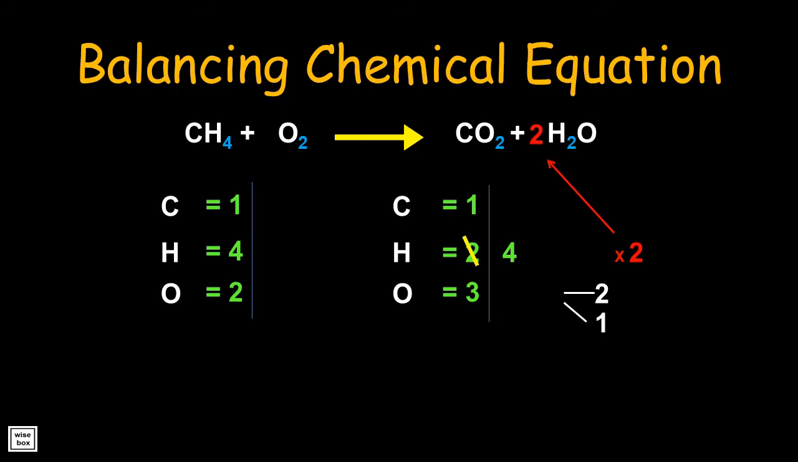Notice the coefficient 2 also applies to the single oxygen of water. Thus, we multiply it by 2. The total oxygen on the right becomes 4. To balance, we must multiply the left oxygen by 2. This makes the total oxygen on the left also 4. Then place a coefficient 2 on the oxygen molecule.